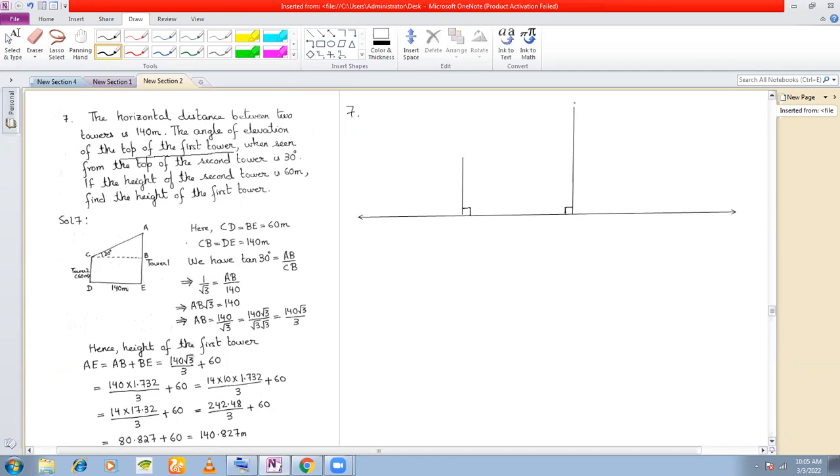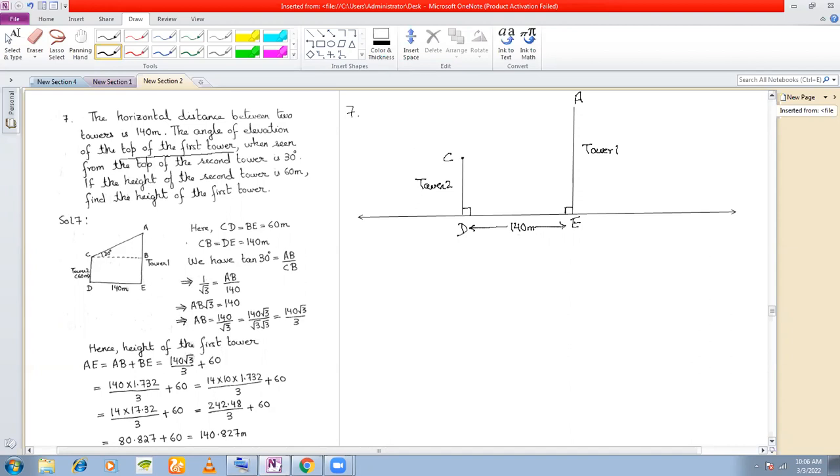Let us call the taller tower AE, and let us call the shorter tower CD. So this is the first tower. This is the second tower. Now these two towers are 140 meters apart. So this distance between the two towers is 140 meters. So this is given. Also, what is given, if you read the second sentence, it is given the angle of elevation of the first tower when seen from the second tower.